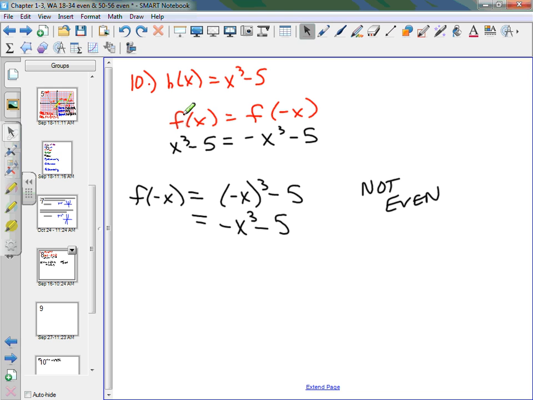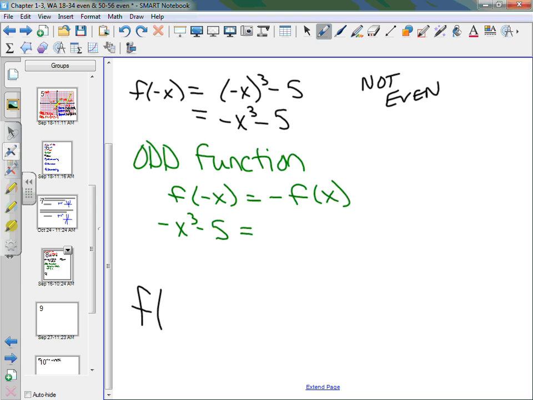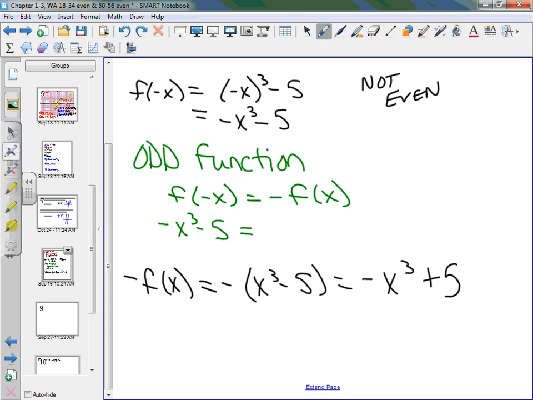Well, by definition of an odd function, I have to prove that f at negative x is equal to the negative times f of x. Which means I'm going to take negative f of x, which I already calculated. I have to distribute the negative into it. Well, that's negative times x cubed minus 5, which is negative x cubed plus 5.